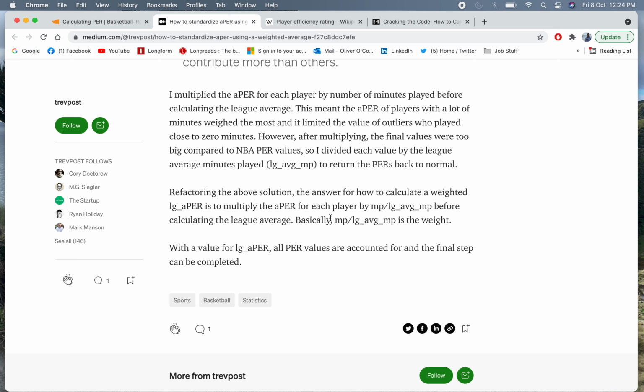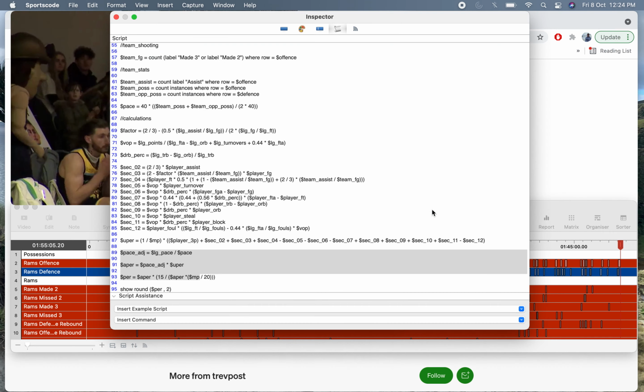adjusted league PER is calculated by taking adjusted PER, the minutes played, and the league average minutes played, and dividing them by each other. And again, I don't know if he's correct. I don't know what the average league minutes played is. So that's basically what I did.